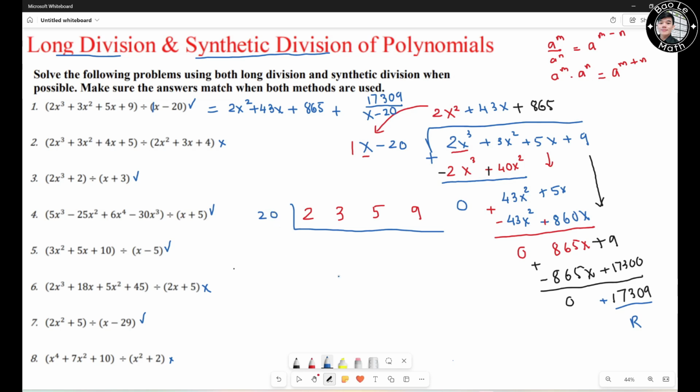Now keep in mind we have the V diagram. So the V diagram.